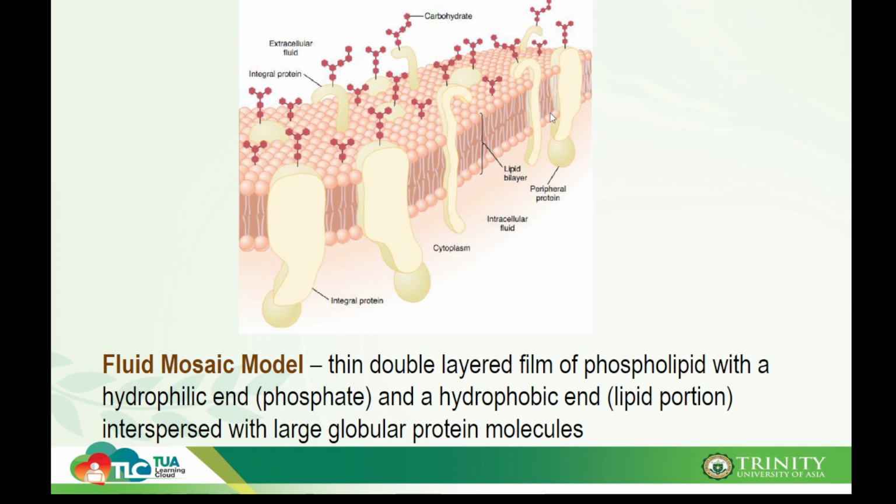This double layer is actually composed of phospholipid with a hydrophilic end made of phosphate. I just want to point out to you that the phosphates here are the big flesh-colored circles that you see here on top. And we also have that at the bottom. That's why it's a double layer, one layer on top, one layer at the bottom.